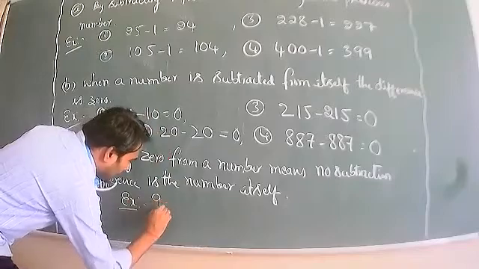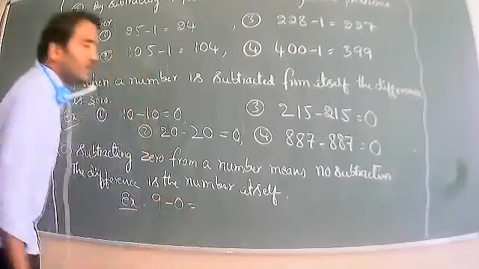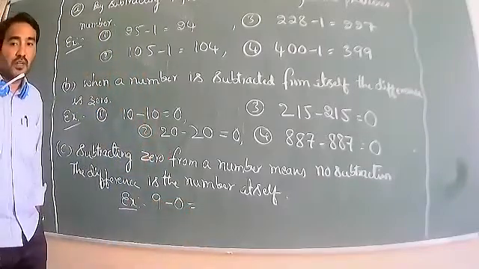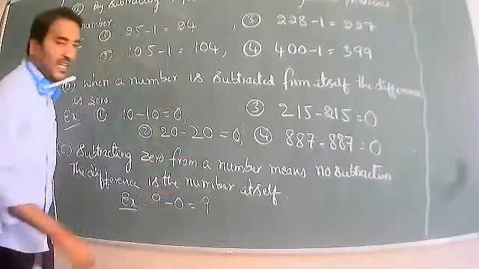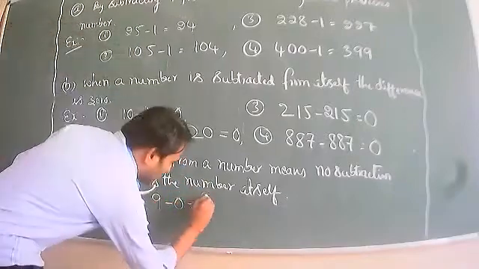Okay, 9 minus 0. What is your answer? The answer is 9. So what is the number itself? The same answer will be there. Okay, the answer is itself.